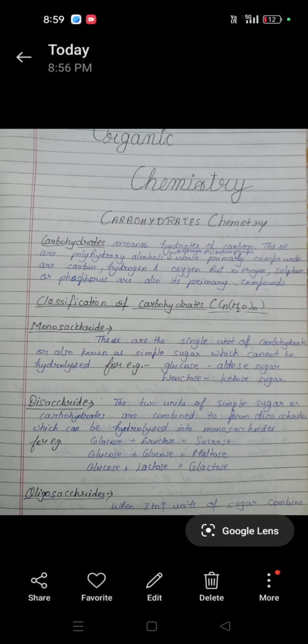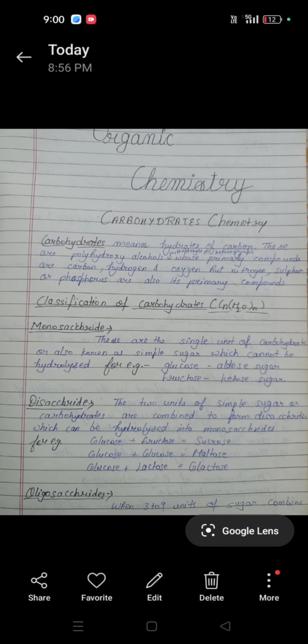These are the single units of carbohydrates, also known as simple sugars, which cannot be hydrolyzed. For example, glucose, an aldose sugar, and fructose, which is a ketose sugar. Then we will discuss disaccharides.